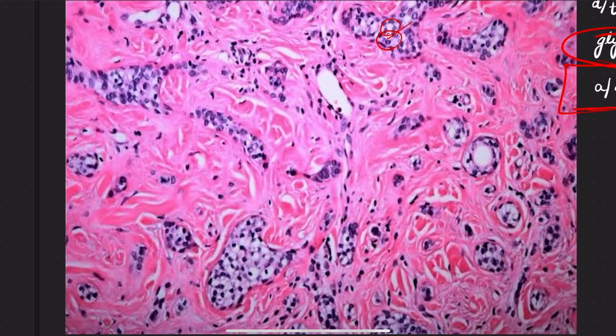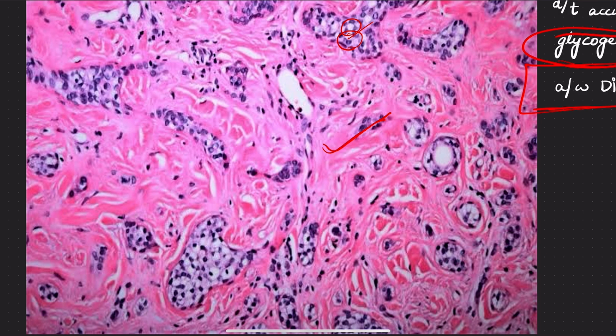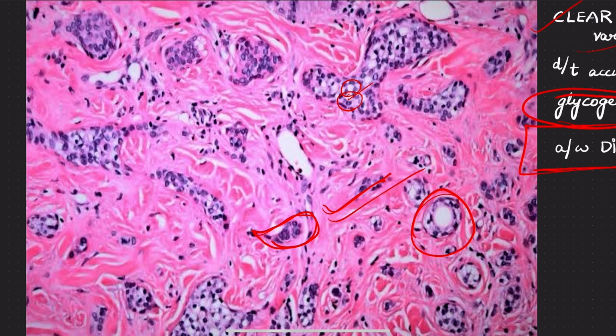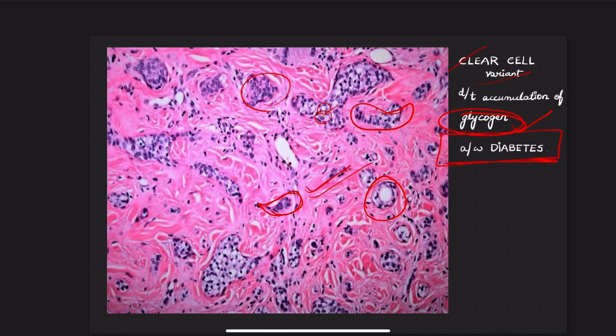Rest all is the same: the dense fibrocollagenous stroma, epithelial cells forming nests or the tadpole-shaped projections, these ductules, all these comma-shaped projections. Everything is the same, but the cells are clear, the cytoplasm is clear because of glycogen.